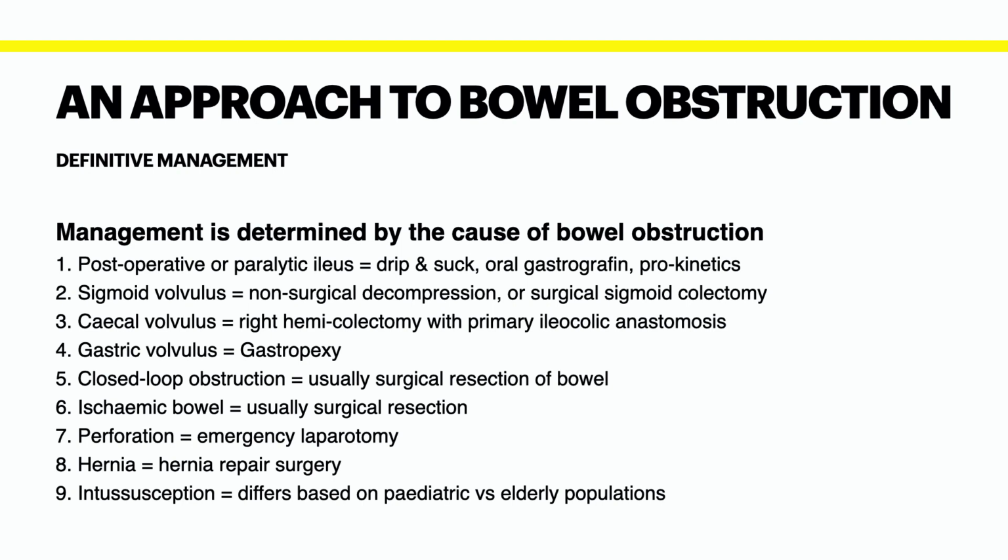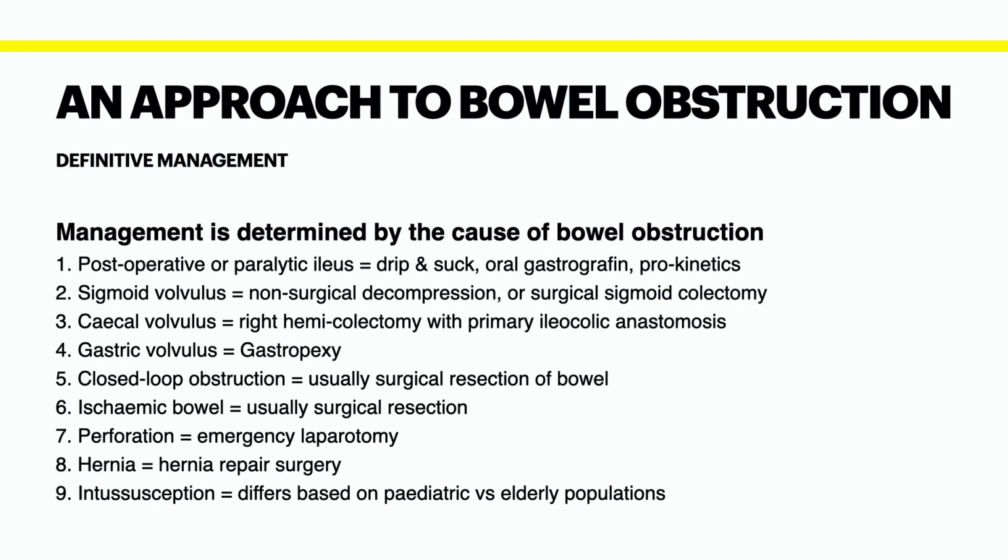Definitive management of a patient with bowel obstruction will be determined by the cause of the bowel obstruction. In a post-operative paralytic ileus, which can occur 3 days post-op, the most important step is supportive management and drip and suck, just waiting for peristalsis to restart. You can supplement this with oral gastrographin, which is hyperosmotic and causes intraluminal osmosis and can help re-establish peristalsis. You can also give the patient prokinetic agents such as maxolon or metoclopramide or erythromycin.